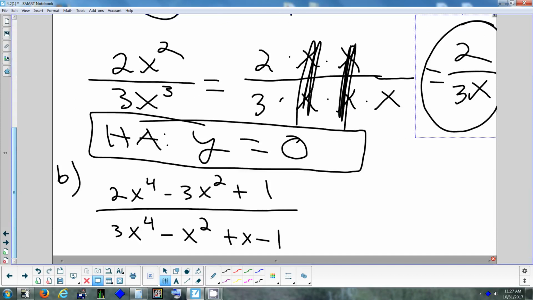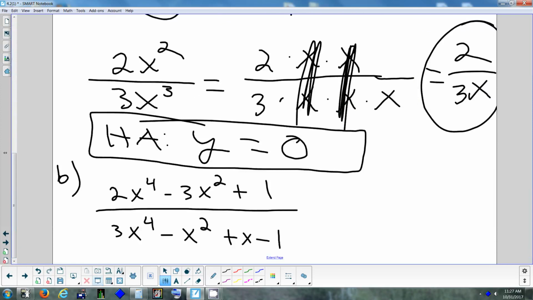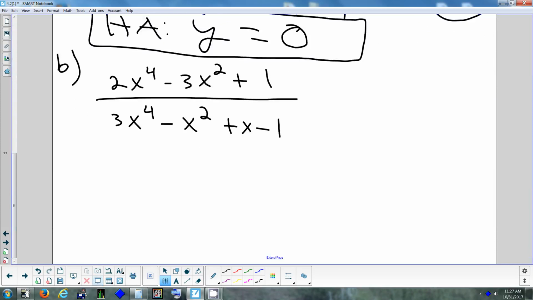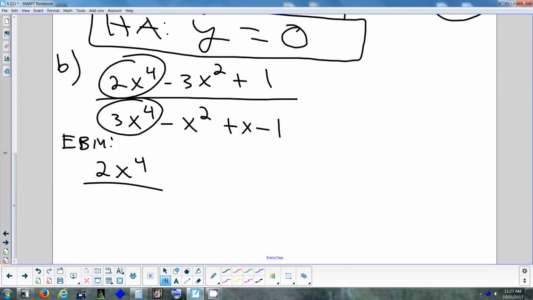Let's try this one. Wyatt, what's the highest degree term in the top? 2x to the 4th. Good. 2x to the 4th. So we got that. And Colleen, do you see what the highest degree term in the bottom is? 3x to the 4th. Yep. 3x to the 4th.